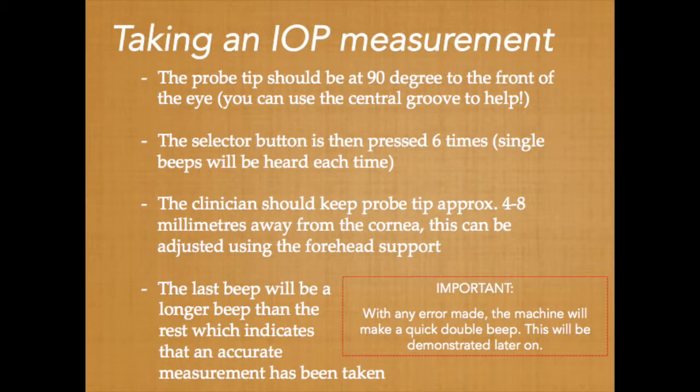Due to the quick nature of the process, I will explain it now prior to the video. The forehead support should rest on the patient's forehead and the probe tip should be at 90 degrees. The orthoptist then presses the selector button 6 times and will hear a single beep each time the orthoptist presses it. Once the I-CARE tonometer has taken its intraocular pressure measurement, it will give one long beep. When any error is made, the machine will make a double beep. I'll discuss this and demonstrate it a little later on in the video.